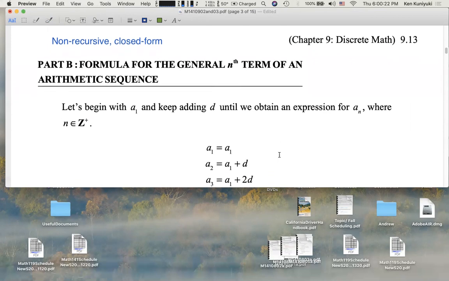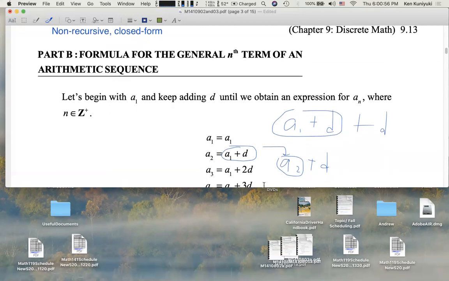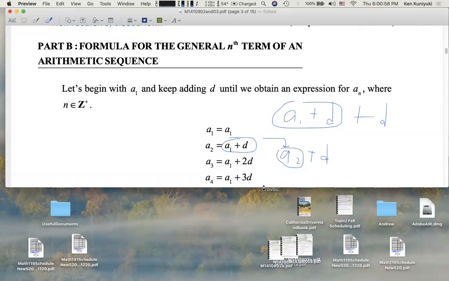To get the third term, it's true that you get the second term, but here's the idea. What's the third term? It's going to be the second term plus d. But what is the second term? It's the first term plus d. So if you substitute this in, a sub 2 is a sub 1 plus d, all plus d. What's that? That's a sub 1 plus 2d. Likewise, a sub 4 is a sub 1 plus 3d.